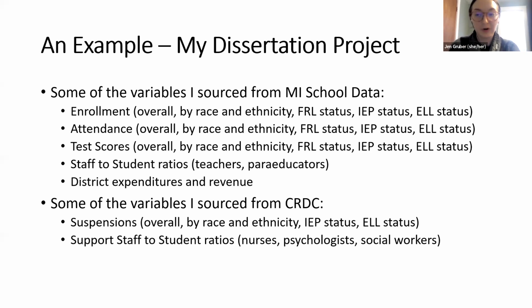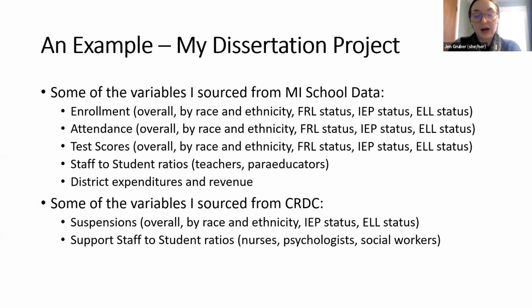So this is some of the data that I sourced. I actually sourced a lot more data than this, but these are just some examples of the type of data that you can potentially get if you're looking at your state's publicly available accountability data, as well as some examples of what is available on the Civil Rights Data Collection.